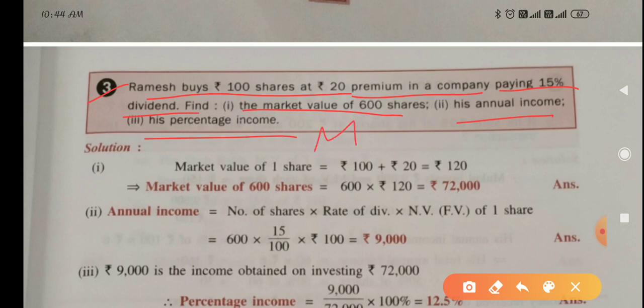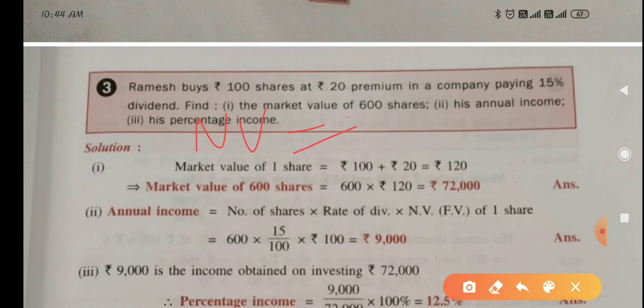NV equals 100 rupees. Next, add 20 rupees premium. So you will add this 20 rupees in nominal value and will make market value. So market value of one share 120 rupees they are giving. 15% dividend is there. You want to find market value of 600 shares. Market value of one share 120 rupees.